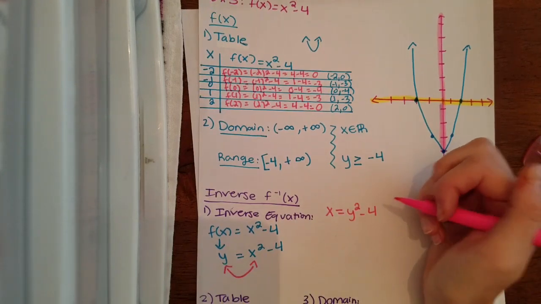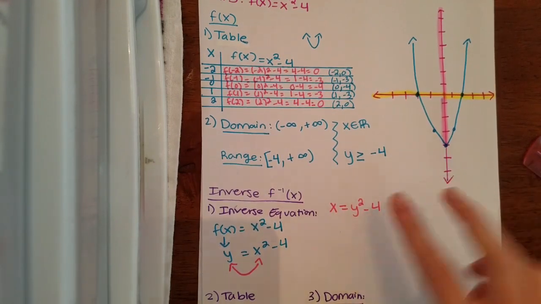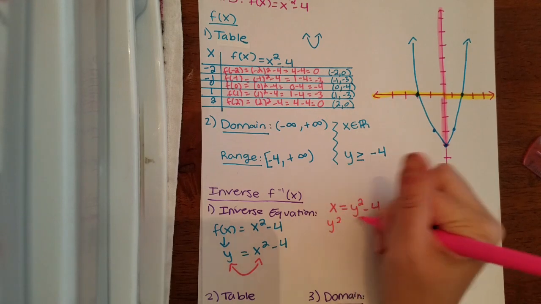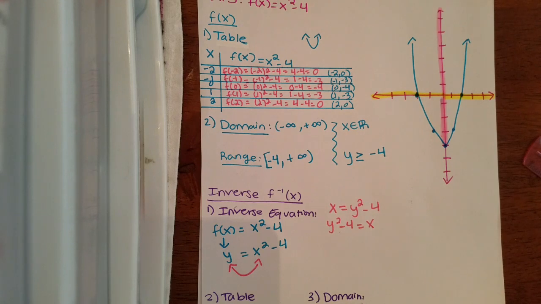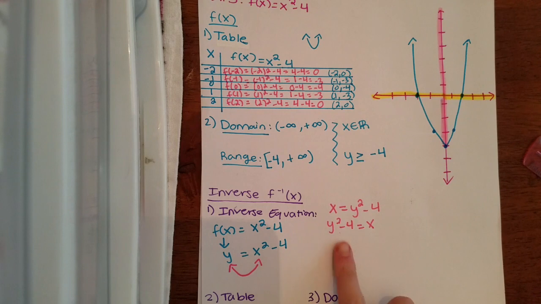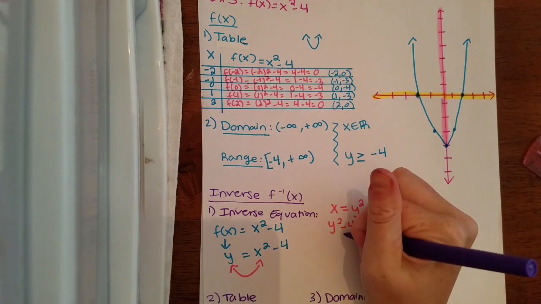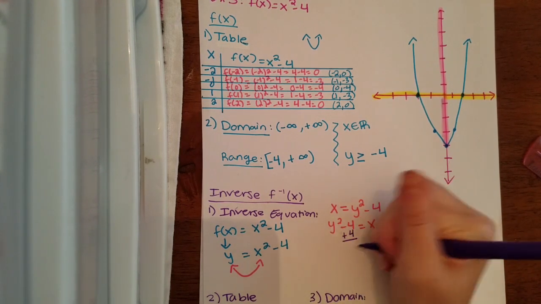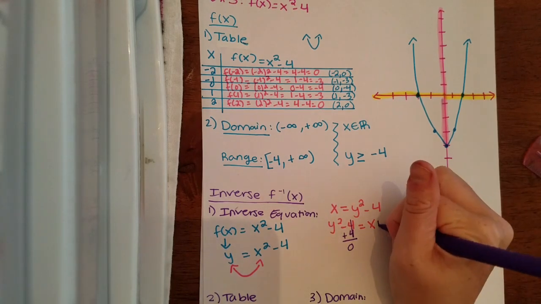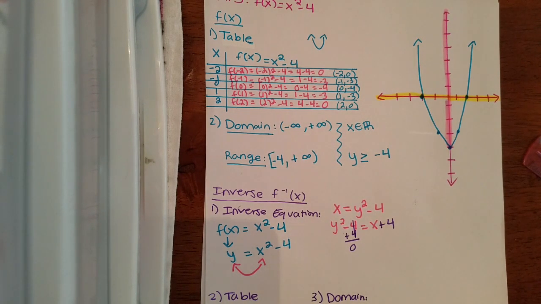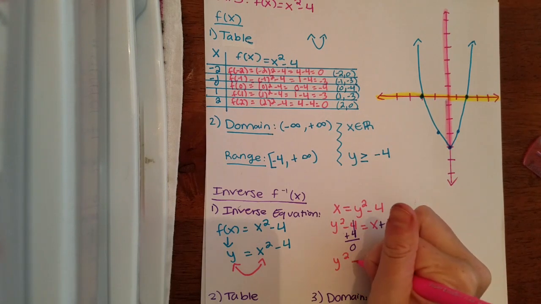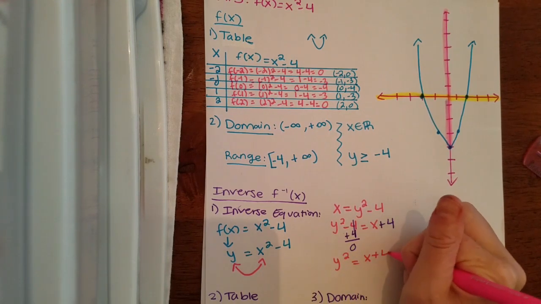Alright, from here we solve for y. Again, I personally like my y to go first, so I'm just going to flip my equation around. So y squared minus 4 equals x. Alright guys, let's get y on one side by itself. So first step, move the -4 to the other side. The opposite of -4 is +4, and -4 plus 4 is 0, so they cancel out. And then when I add 4 on the other side, these are not like terms, so I cannot combine them. So my next step will be y squared equals x plus 4.